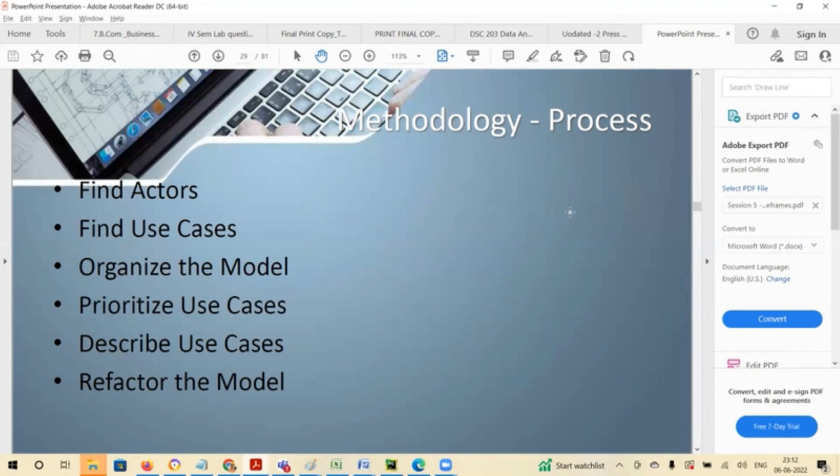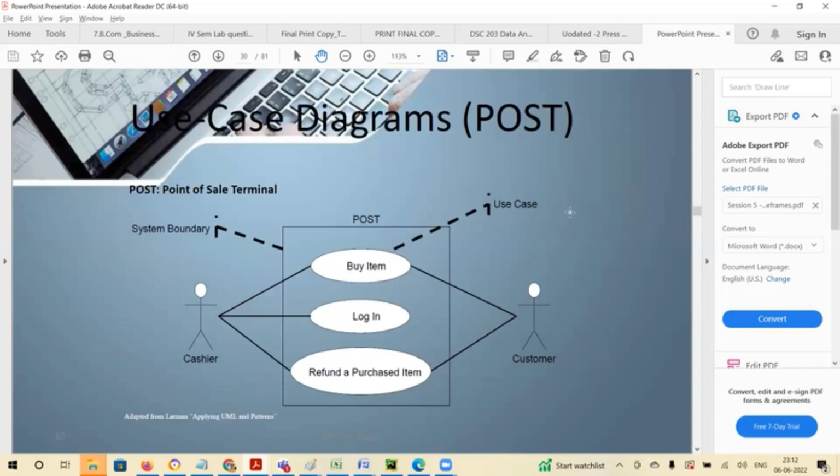And to describe the use case, we use the steps that we discussed before: name, ID, actors, and then you start mentioning what the trigger point is, and then the flow of events and the exit criteria. Entry, flow of events, and exit criteria. Describe in detail and then refactor the model. Just see if it is correct or you have to redo it.